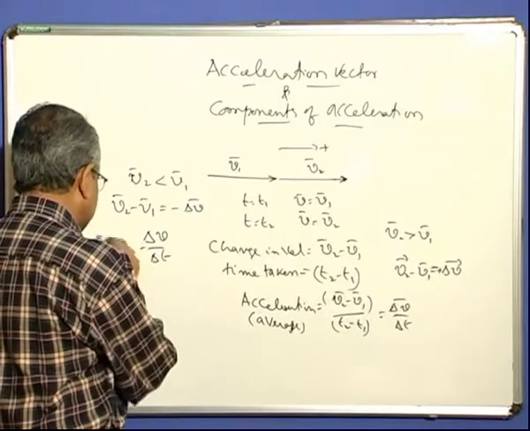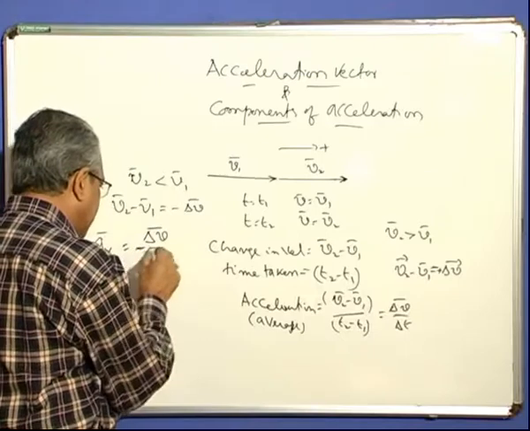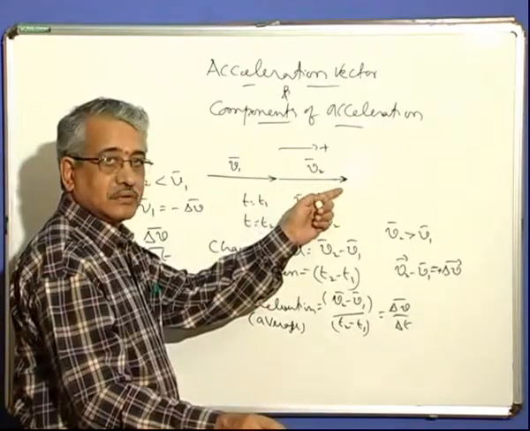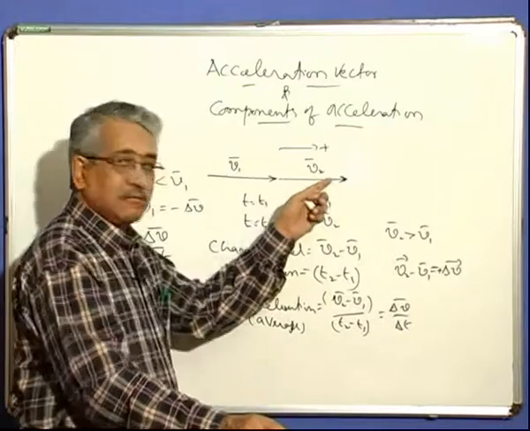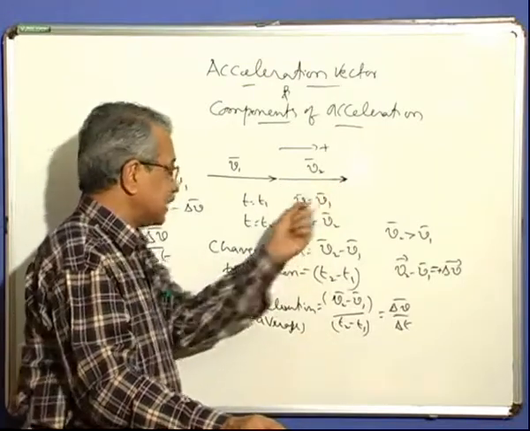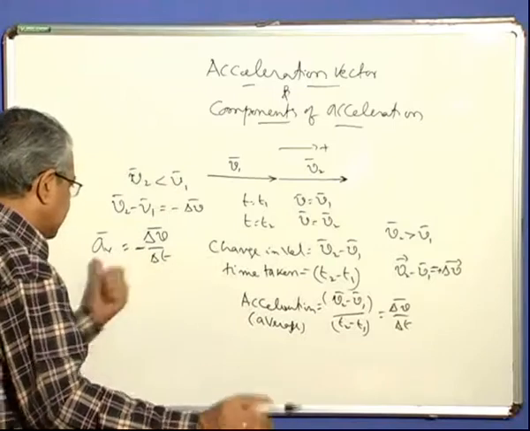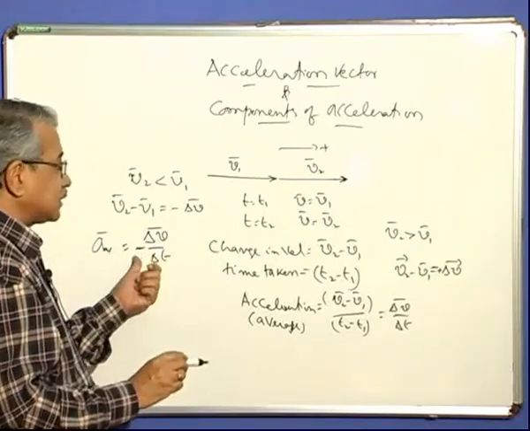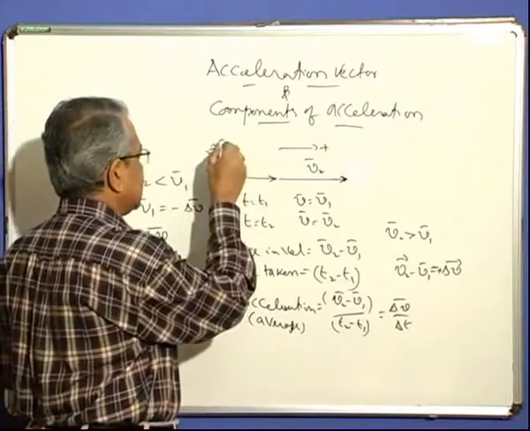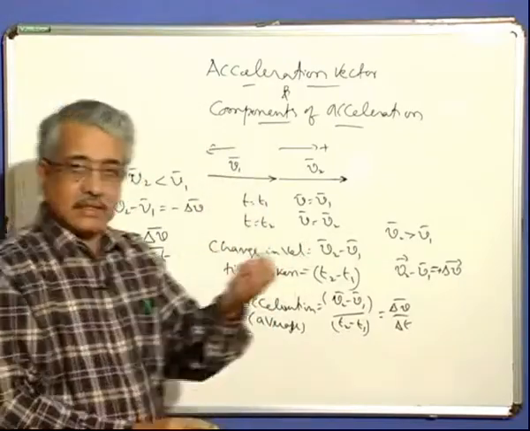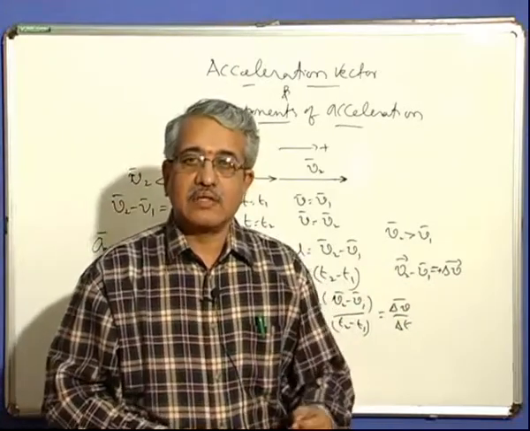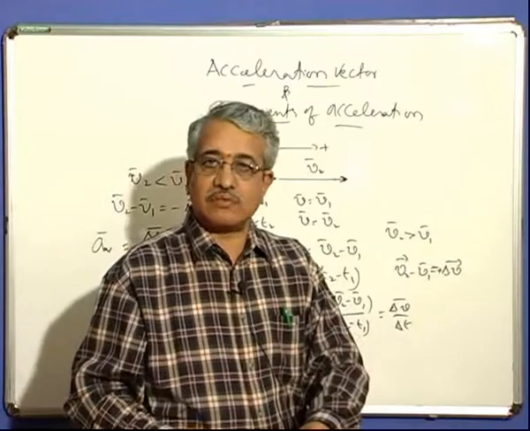So average acceleration takes place in the opposite direction to v1 and v2. v1 is in this direction now, and v2 may be in the same direction. The magnitude is less. That means acceleration must be in the opposite direction. That is what is shown by the minus sign. Negative direction is this one. That means the acceleration is here, reducing the velocity. Speed is decreased. It is working as retardation or deceleration, as we say.